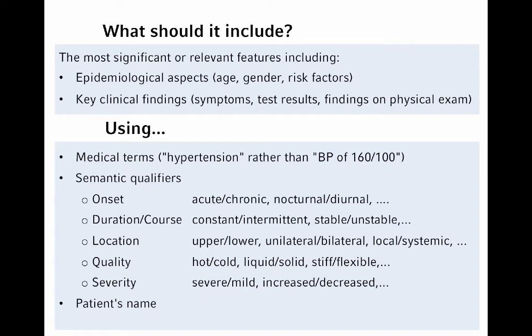For a good summary statement, it's important to use medical terms. For example, use hypertension rather than blood pressure of 160/100. You should also try to use semantic qualifiers. Semantic qualifiers are opposing and often paired descriptors.